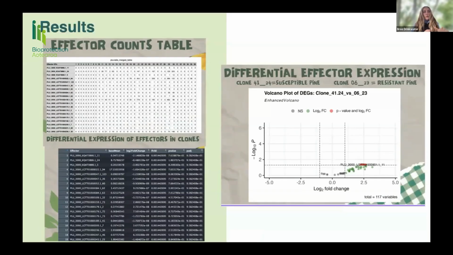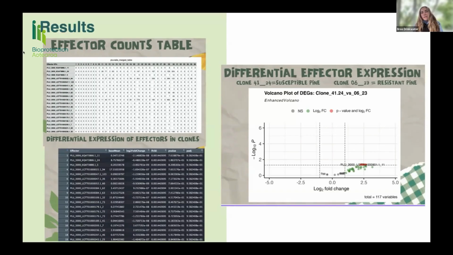So anyway, in terms of a few results, tables and things, I managed to build an effector counts table with the effector protein database to get numbers of effectors per transcript. Then I was able to carry out differential expression analysis on the different clones to get whether they were significantly upregulated or downregulated. And that's what you can see in this graph here. So anything above the log 2-fold change of 0 would be considered upregulated in the susceptible pine, and all the green dots are the ones that are significantly upregulated compared to the resistant pine.